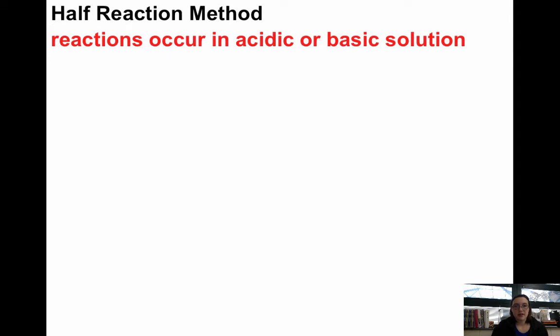Like I said in the last slide, we're going to be using the half reaction method to balance redox reactions. Redox reactions can occur in either acidic or basic solution, and it's really important to note which solution it's occurring in, because that's going to affect how we add H plus and OH minus. These are the steps for acidic solutions, and then I'll tell you what the only difference is if you're dealing with a basic solution.